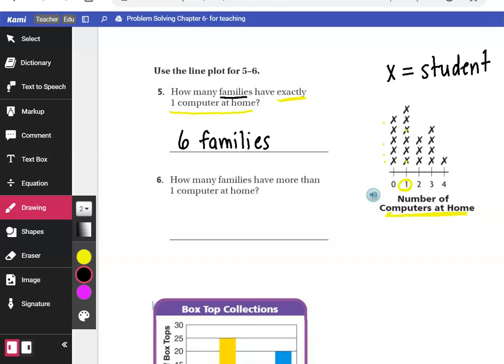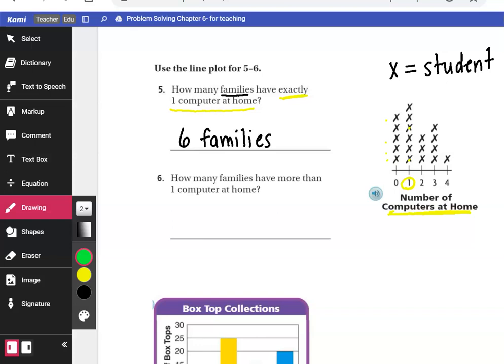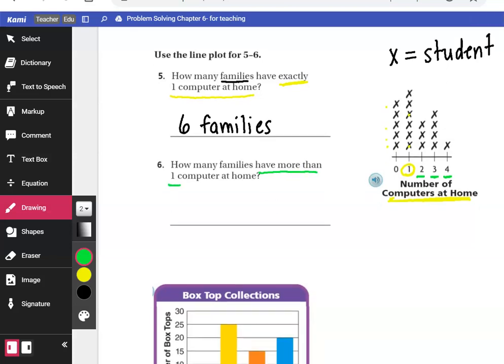So now let's look how many families have more than 1 computer at home. So I'm going to think what numbers on this chart mean more than 1. Well, I know that 2 is more than 1, and 3 is more than 1, and 4 is more than 1. I don't want to count anybody in the 1 column because it didn't say 1 or more, it said more than 1. So let's underline that in our problem. More than 1. So now we have to count all of these x's. Go ahead and pause the video and find out how many families have more than 1 computer.